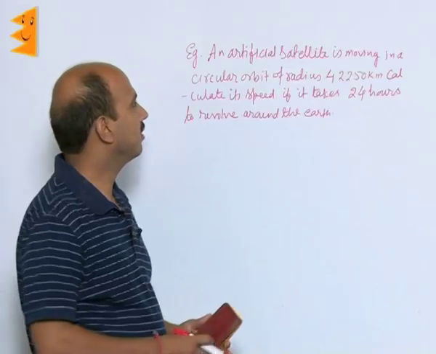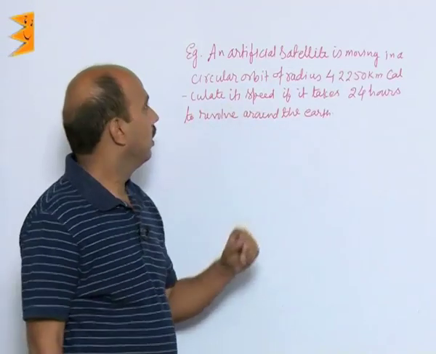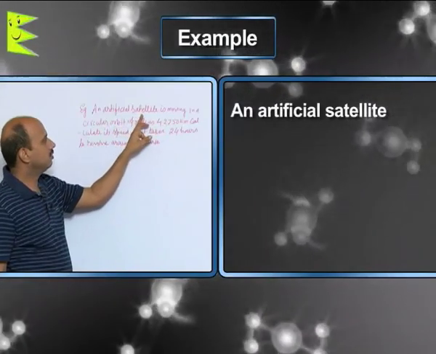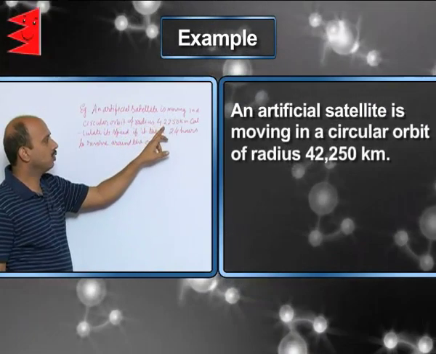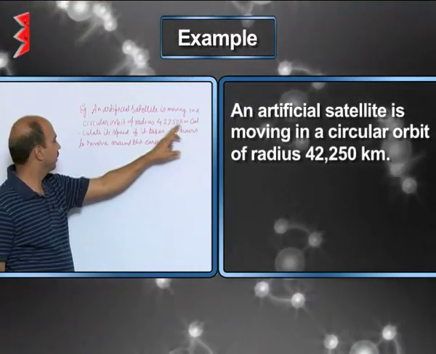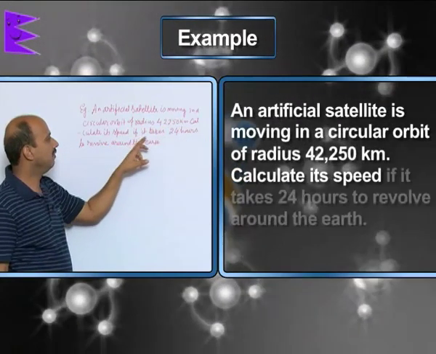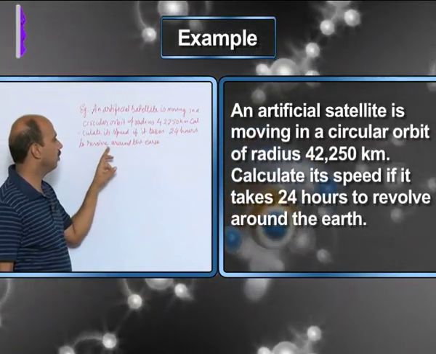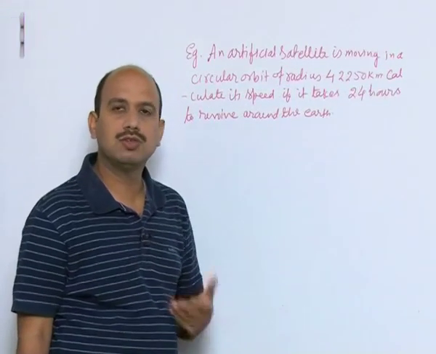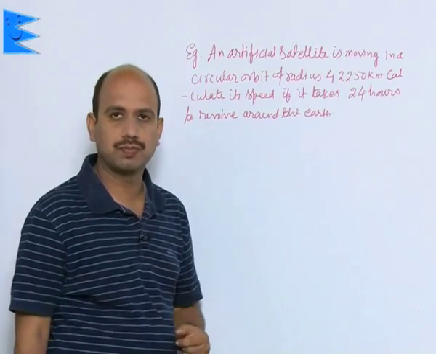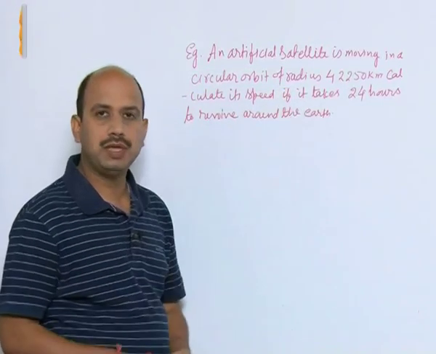Now we will take an example of circular motion. Now see here, an artificial satellite is moving in a circular orbit of radius 42,250 km. Calculate its speed if it takes 24 hours to revolve around the earth. As the satellite is revolving around the earth, this is an example of circular motion. Here we have to calculate its speed.